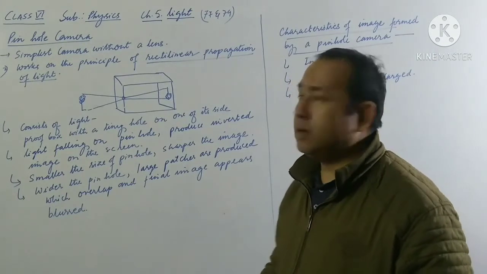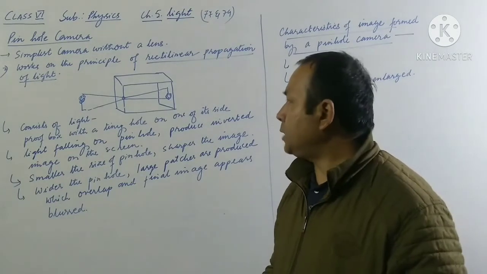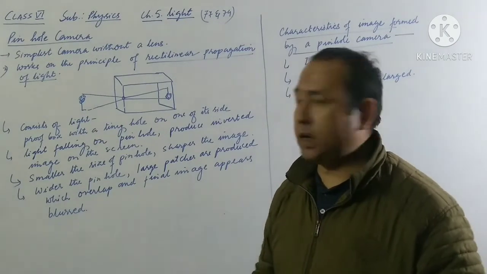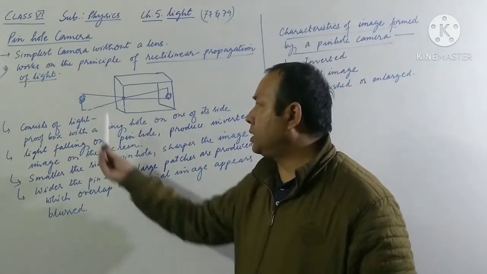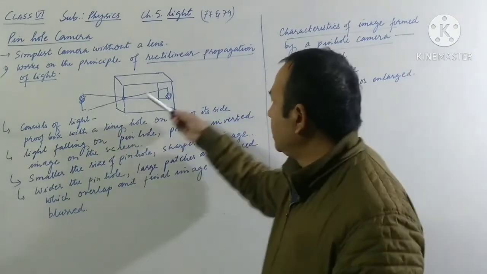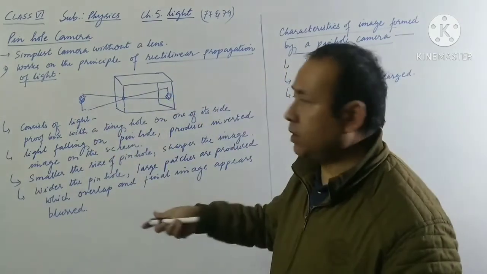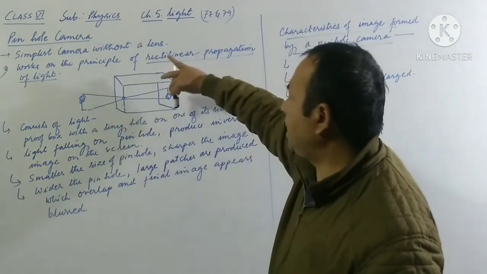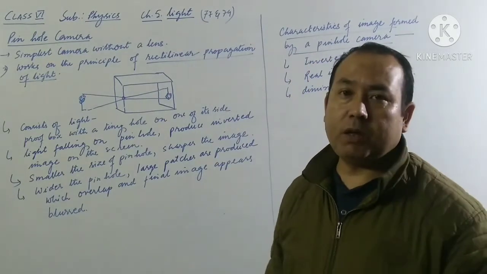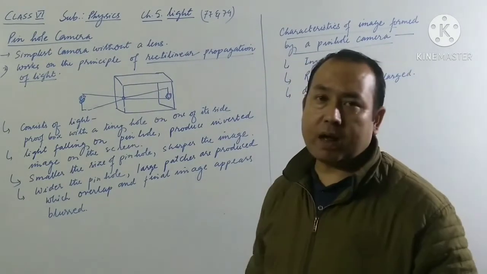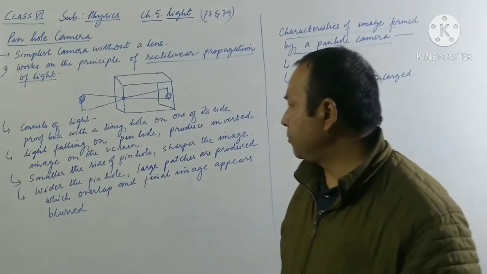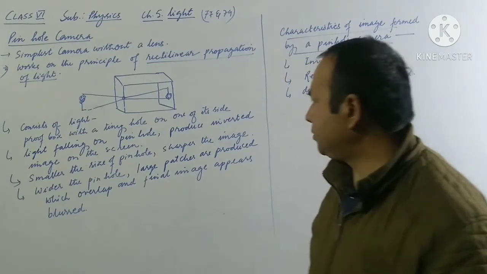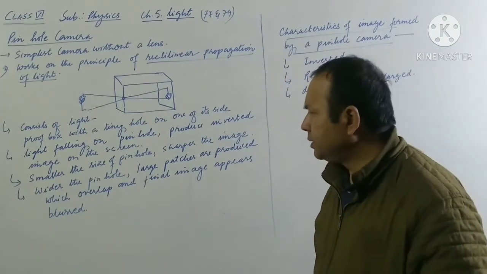Okay, and the image formed by this pinhole camera is always inverted. You can see in the figure also, the tree is like this. Now the image which is formed is inverted. Okay, the tree is like this, then it is inverted here. So the nature of the image which the pinhole camera forms is always inverted.